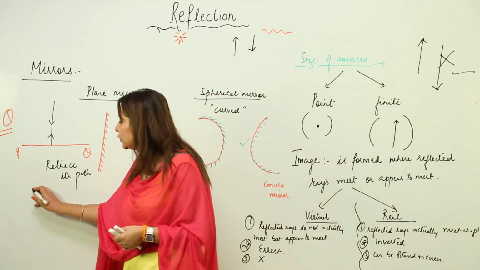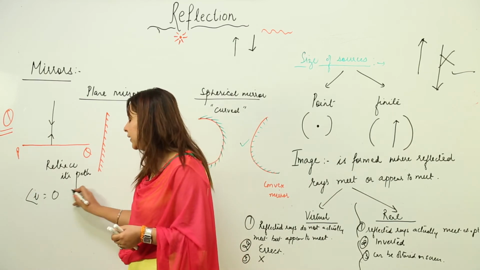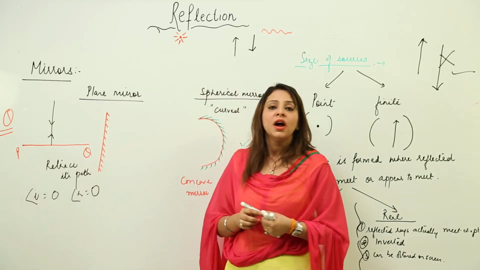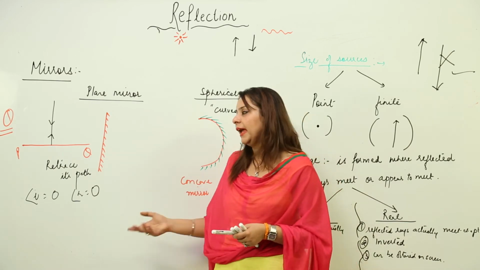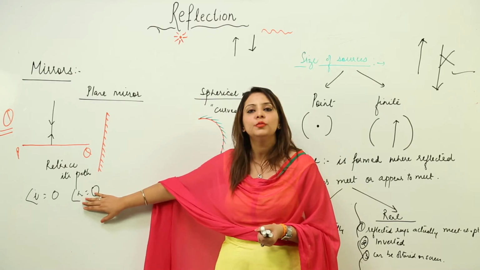So if somebody asks you for the angle of incidence and angle of reflection, you should be clear that it is retracing its path. So obviously the angle of incidence is 0, and we know that the angle of incidence is always equal to the angle of reflection. So that means again it is 0. This is a very important question. You get this question for 2 marks in your paper.